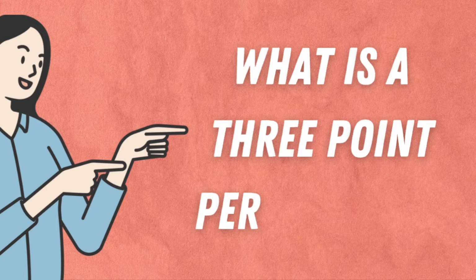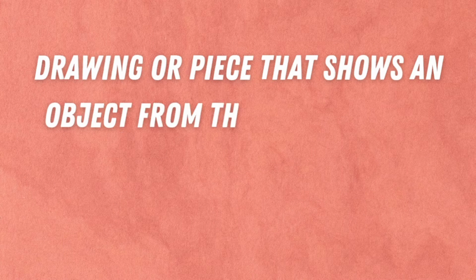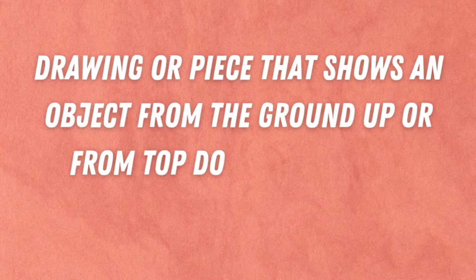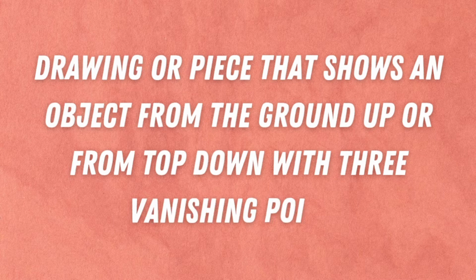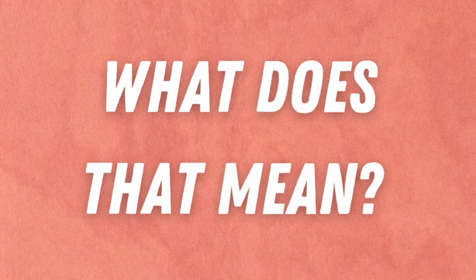What is a three-point perspective? This is a drawing or piece that shows an object from the ground up or from the top down with three vanishing points. So, what does that even mean?